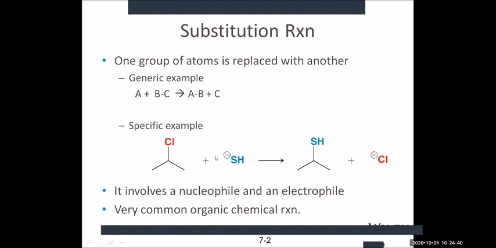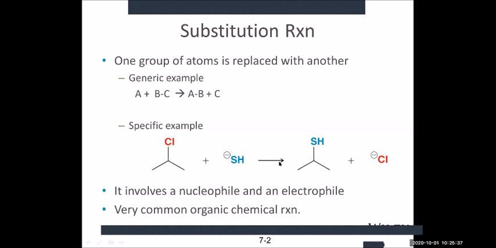So the example here: we have an alkyl chloride reacting with hydrosulfide. This is a nucleophile because there are 3 lone pairs on the sulfur, and it attacks the electropositive carbon. The attack forms a bond between the sulfur and the carbon, and the chlorine, being the leaving group, becomes the chloride ion. This reaction has the nucleophile and the electrophile. The negative charge is the nucleophile attacking the positive carbon, and the electrophile is the slightly positive carbon, attracting the lone pairs from the sulfur.